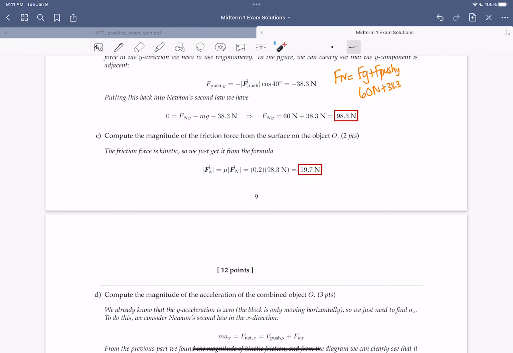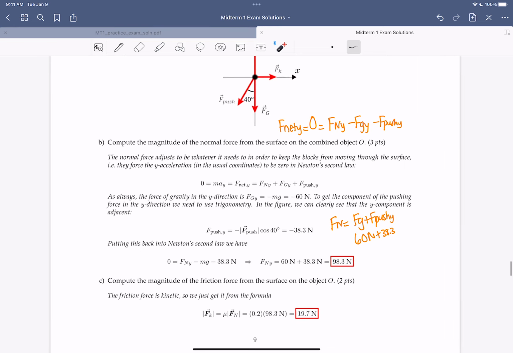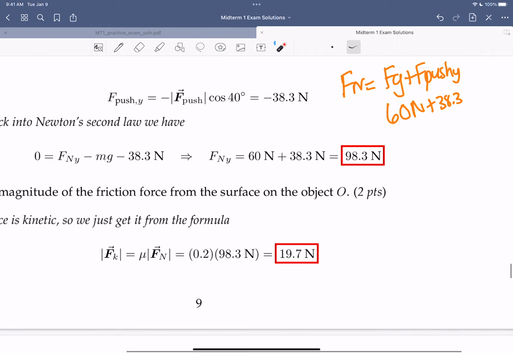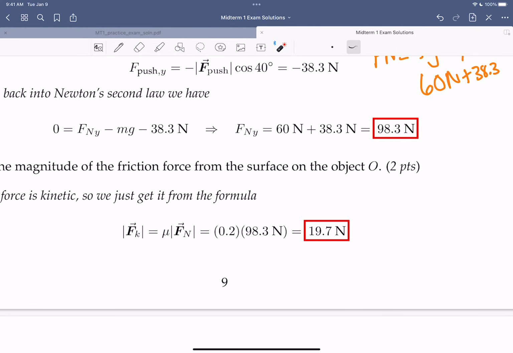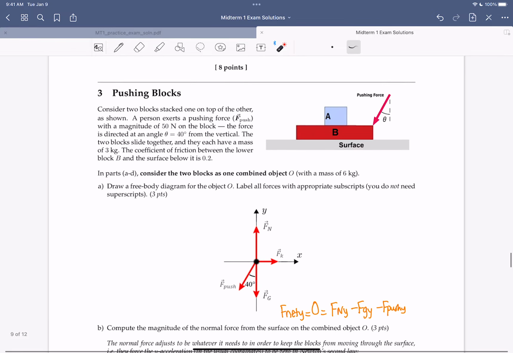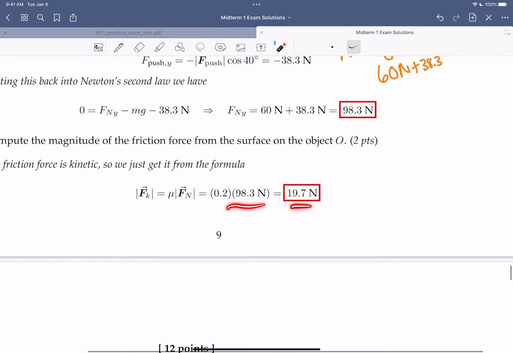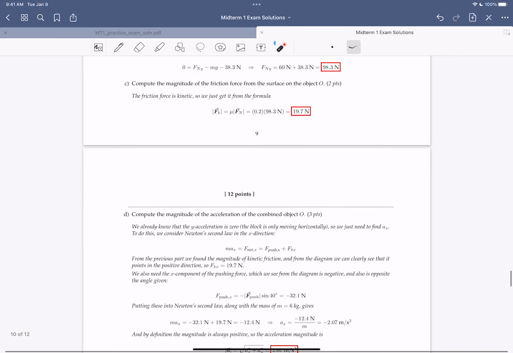Now for C, they're asking you to compute the magnitude of the friction force from the surface on the object. We know that the friction force here, since the box is sliding, it's not static. It's going to be kinetic because it's sliding. And so your kinetic friction force is mu times Fn in this case. So we have mu, the coefficient of friction, times our normal force that we figured out from earlier. So that's a simple plug and chug. The coefficient of friction here was 0.2. Multiply that by the normal force, you should get your kinetic friction. Sound good?